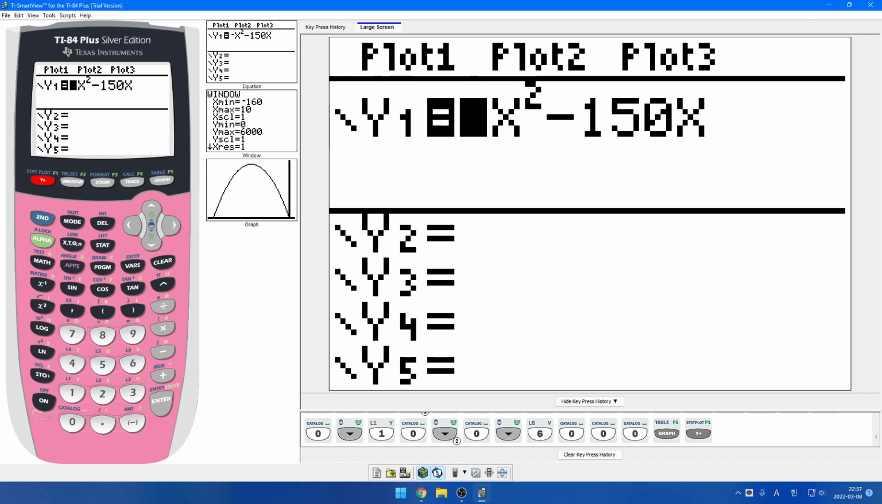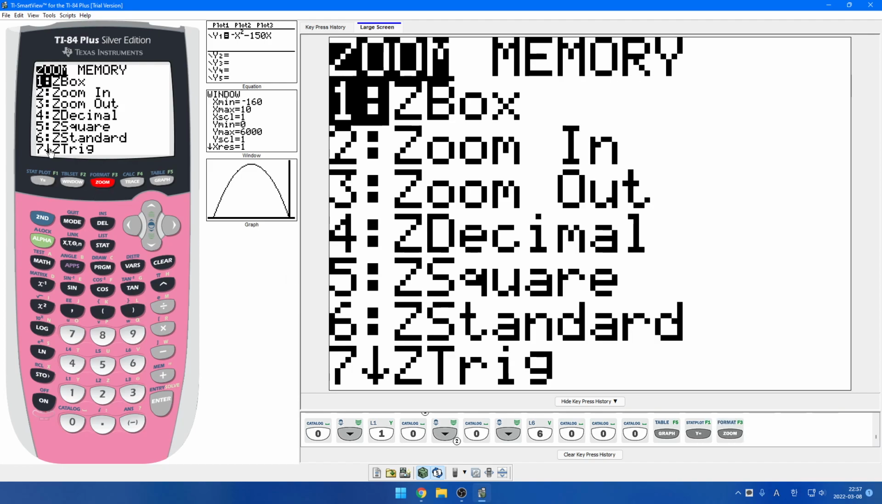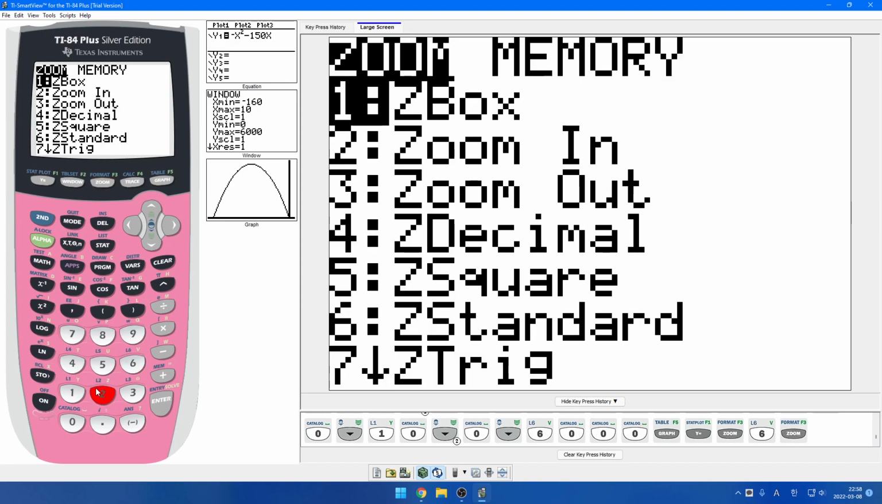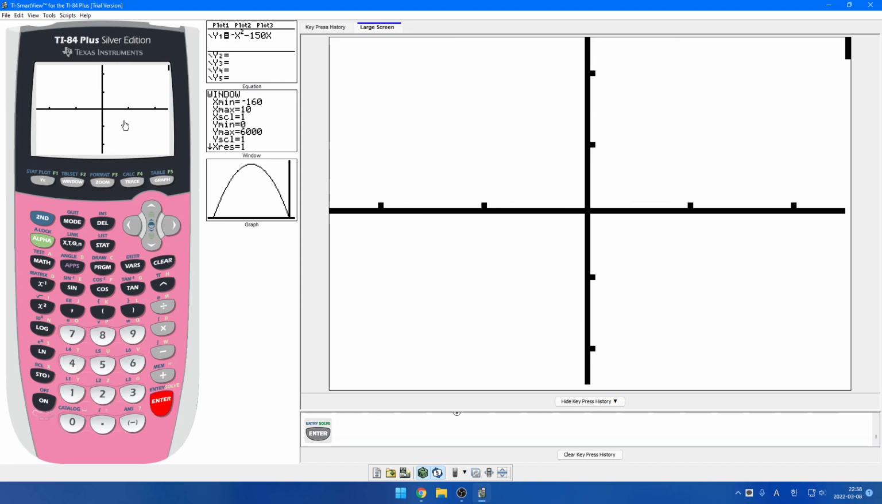If you want to go back to the original view, let's press zoom, and we can press zoom standard. This is something that you will use a lot, zoom 6. And then we go back to the regular negative 10 to 10 on both axes. If you want to just zoom in or zoom out, you can use those functions too, such as zoom in. So now we zoomed in here. You can use zoom out as well.